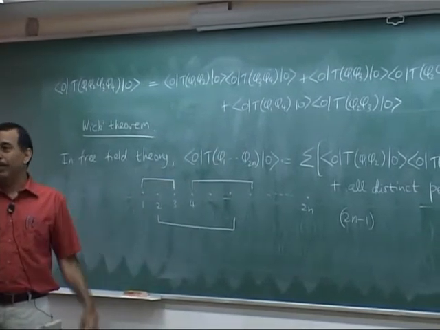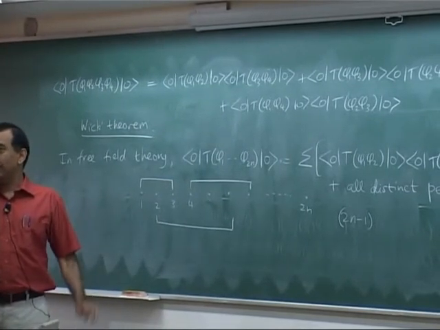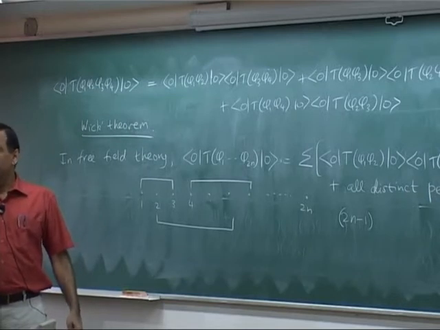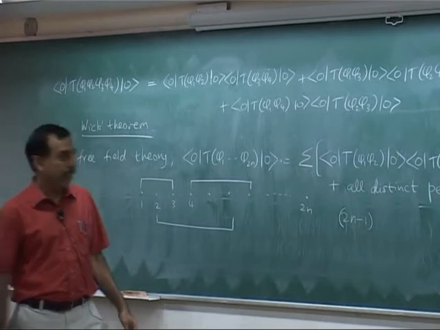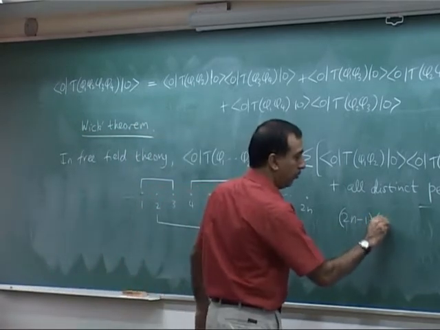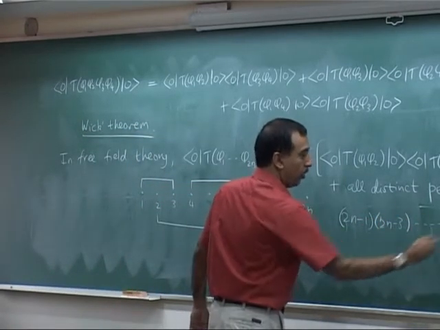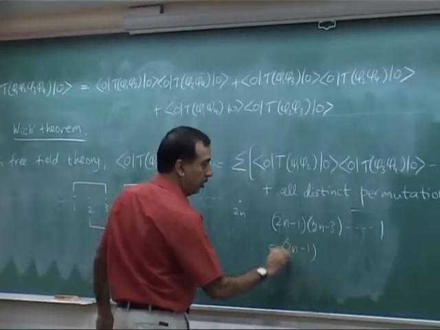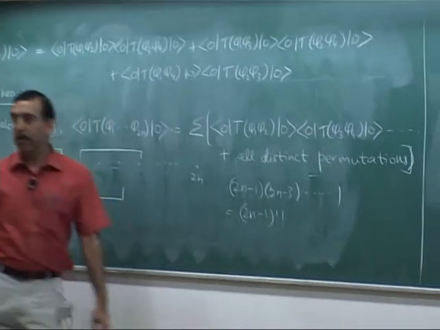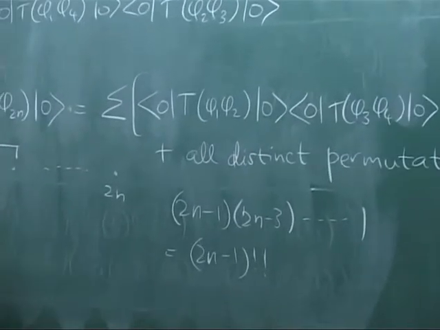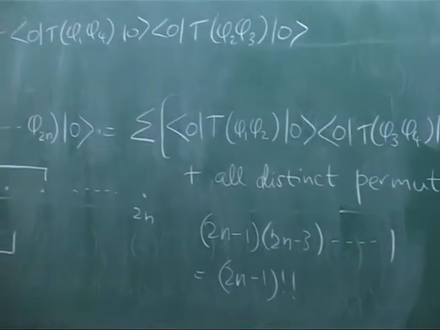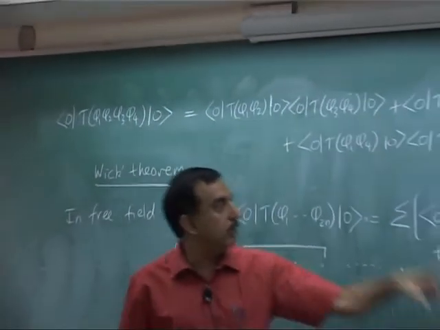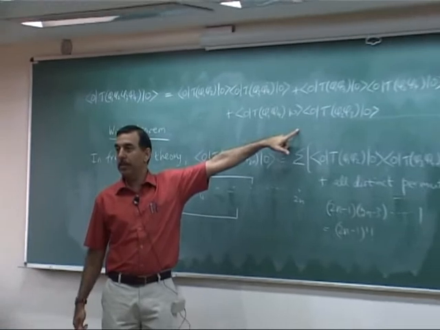Now you have 2n minus 2 points left. Pick one of those points at random. How many places can you land? 2n minus 3. Good, so that's your answer. 1. This thing is also known as 2n minus 1 double factorial. Now let's check with our result. This one, n is 2. Because it's a 4-point function. So this is 3 double factorial, which is 3. And we have 3 terms.